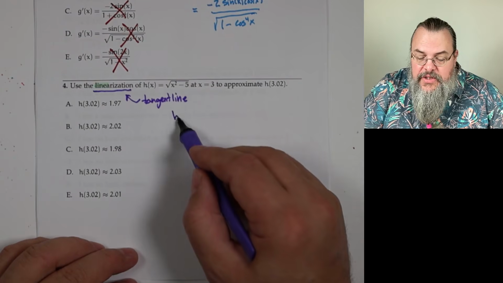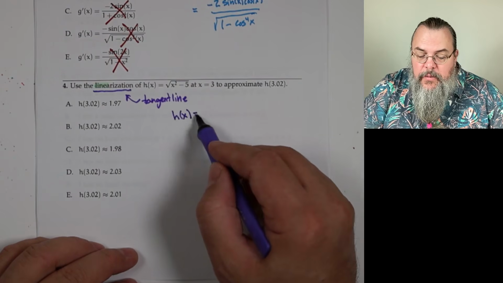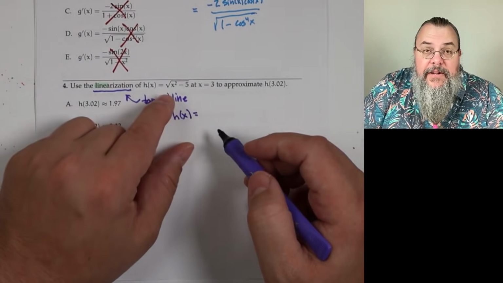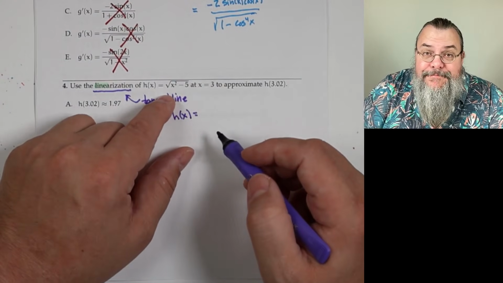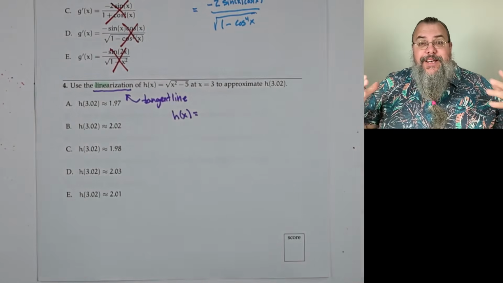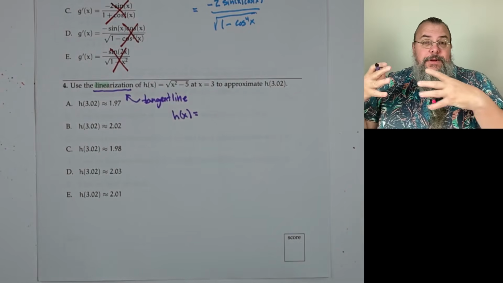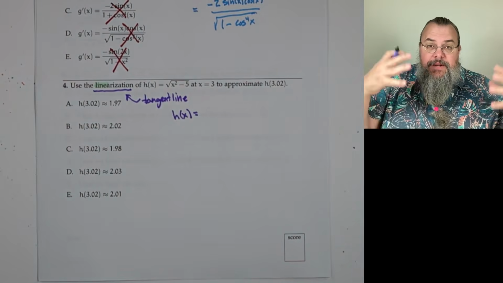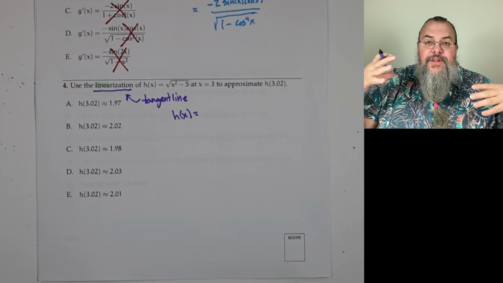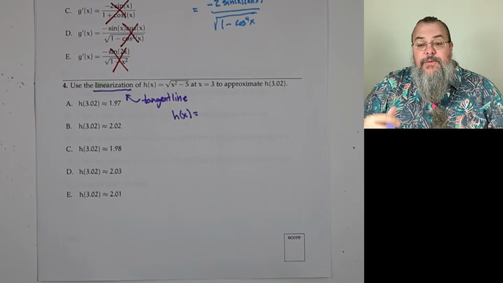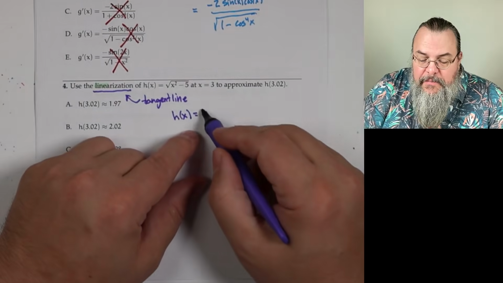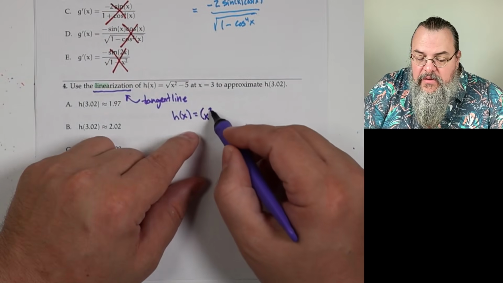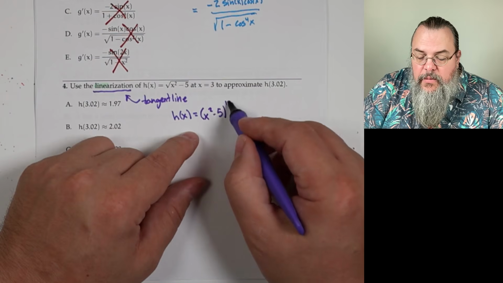So here's our function. And I would start by saying, let's make this calculus friendly. What do I mean by calculus friendly? I want to replace the square root symbol using an exponent, upstairs in the notation, because that's how our rules for derivatives are based. So it's going to become x squared minus 5 to the 1/2 power.